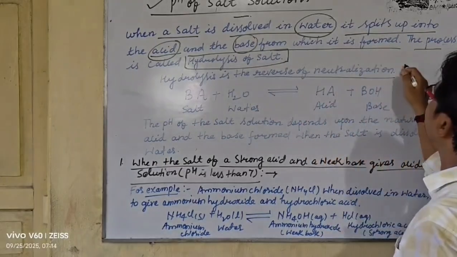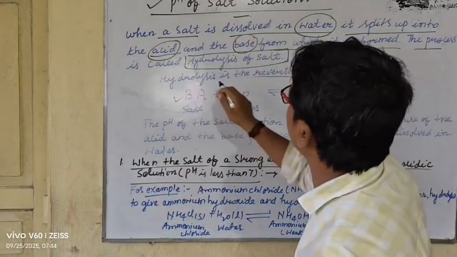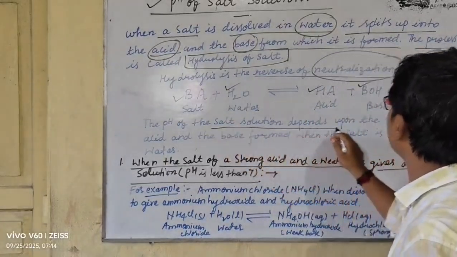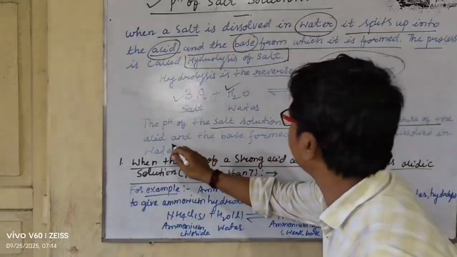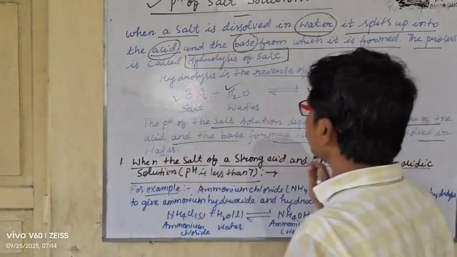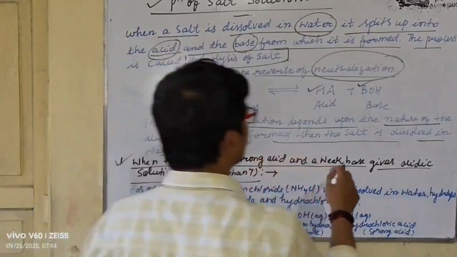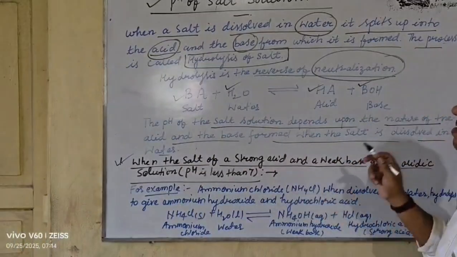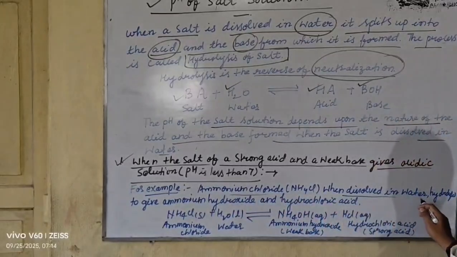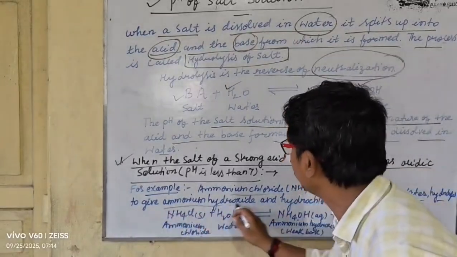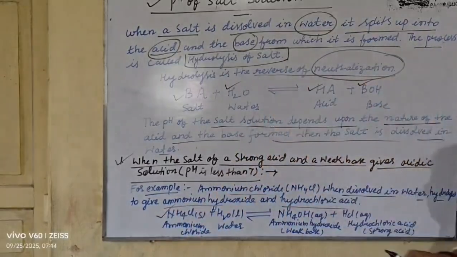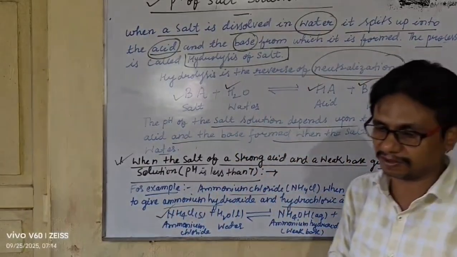Hydrolysis is the reverse of neutralization: salt plus water gives acid plus base. The pH of the salt solution depends upon the nature of the acid and the base formed when the salt is dissolved in water. The salt of a strong acid and a weak base gives an acidic solution, with pH less than 7. For example, ammonium chloride when dissolved in water hydrolyses to give ammonium hydroxide and hydrochloric acid. This is all about the pH of salt solution.